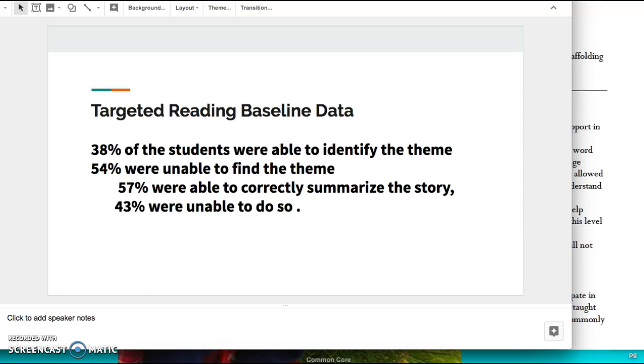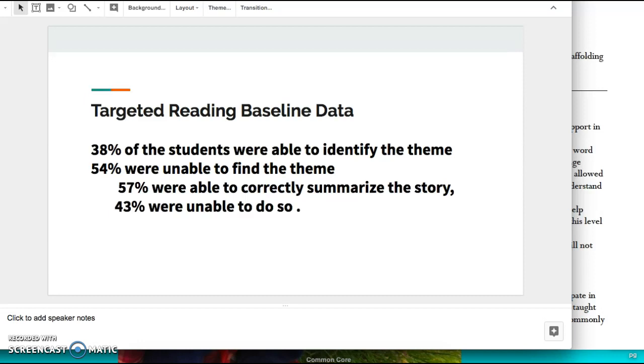The 15% that I had quoted earlier during the guiding change was from another thing that I had done in targeted reading, but this is the pretest data that I was using for this particular project. So 38% of my students were able to identify the theme, which was slightly better than what I had noticed in my theme unit in targeted reading, probably because this story was at a slightly lower reading level.